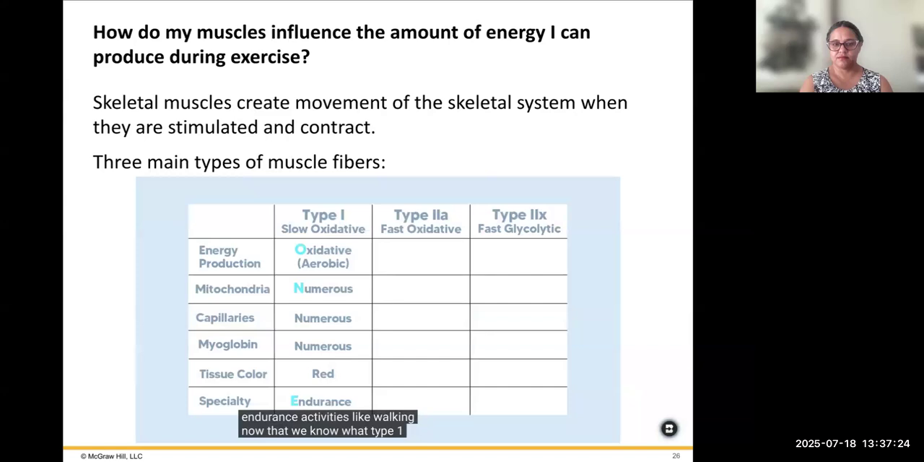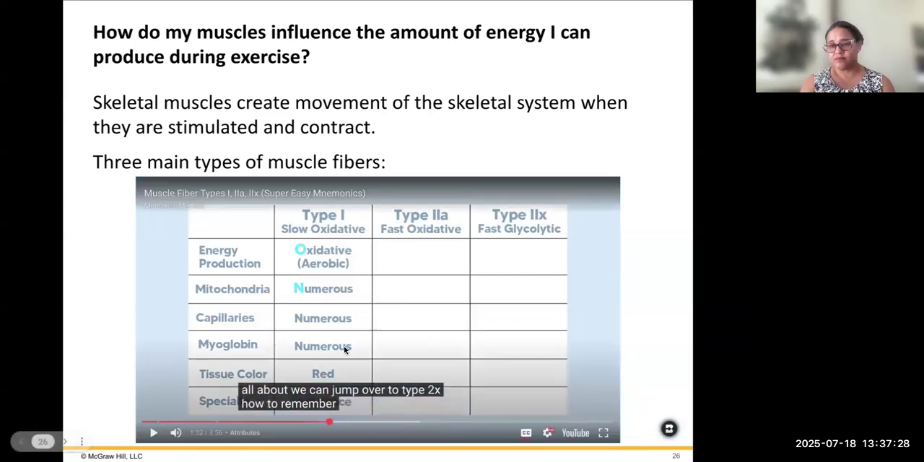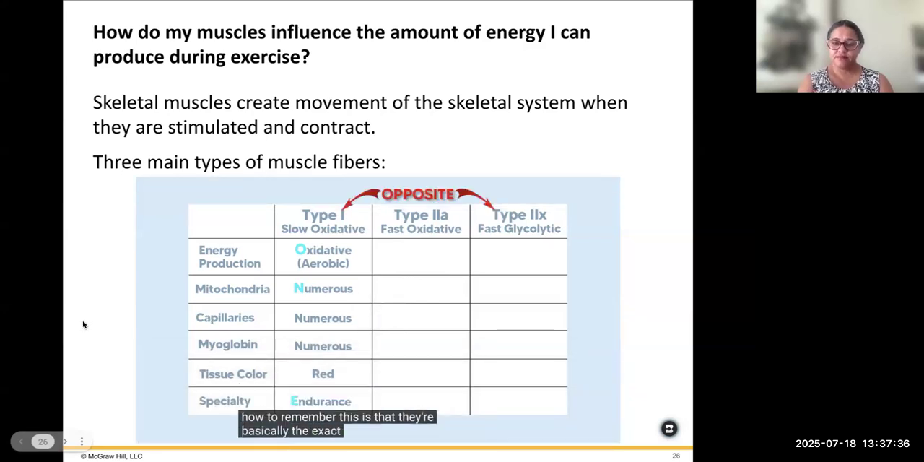Now that we know what type 1 fibers are all about, we can jump over to type 2X. Just a side note, if you're taking notes, this is a great chart to take notes. Remember, they're basically the exact opposite of type 1 fibers. Type 2X are the strongest and fastest of the three fibers, and you can remember this by thinking of the X in 2X as standing for explosive.